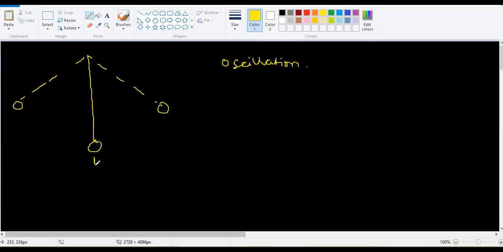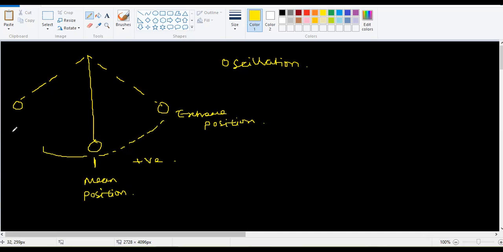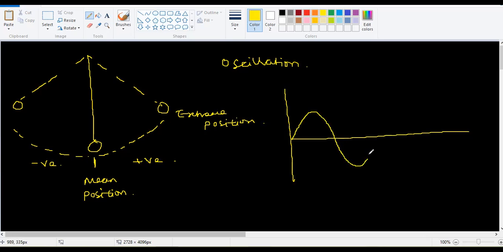So the displacement, right? This is what is called the mean position. This is called the extreme position. The distance from here to here, I'm going to take as the positive side. This I'm going to take as the negative side. If I were to find the displacement from the mean position and draw this in a graph, you will see a sine curve like this.